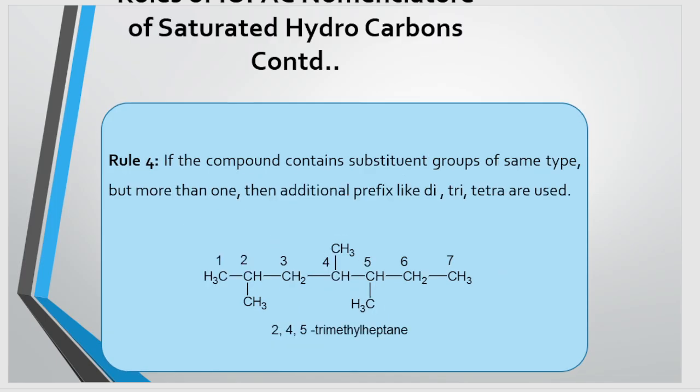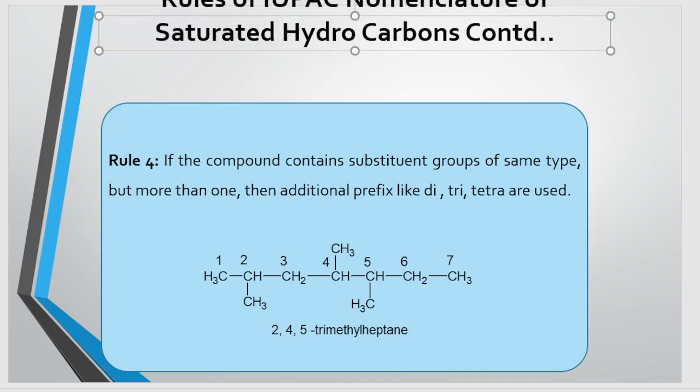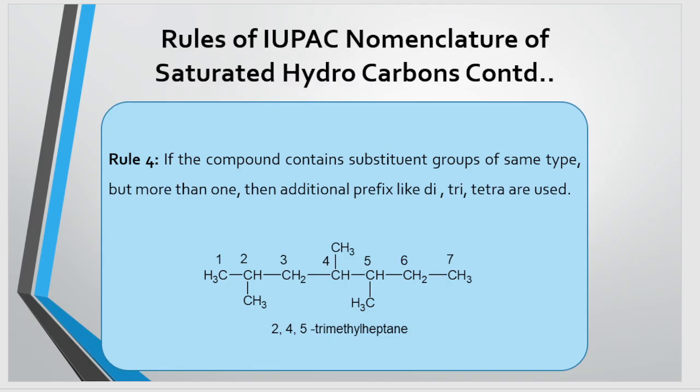Now, suppose we consider the rules of IUPAC nomenclature here, the fourth rule: if the compound contains substituent groups of the same type, CH3, CH3, both are substituents, both are methyl groups, and here also there is a methyl group. So three substituents are there and all three are the same.